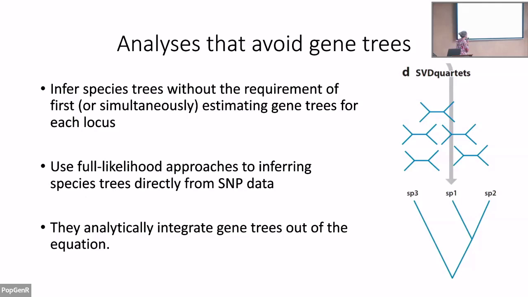So this is a method that I've been using more and more, and particularly with SNP data, I think because it can use all of the data and it's quite quick and efficient in terms of getting results. And I'll talk through this later, I won't go into detail, but basically this SVD quartets infers the species tree without needing to estimate the gene trees. So it is less computationally intensive, and it uses a full likelihood approach to infer the species tree from SNP data. And they basically analytically integrate gene trees out of the equation.